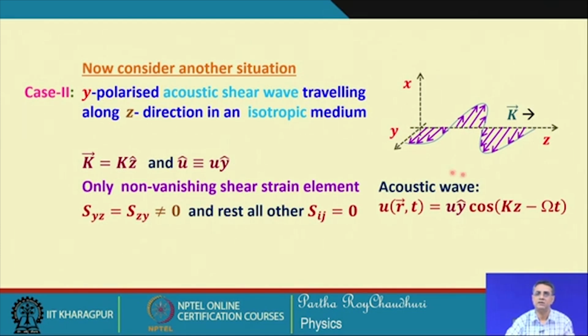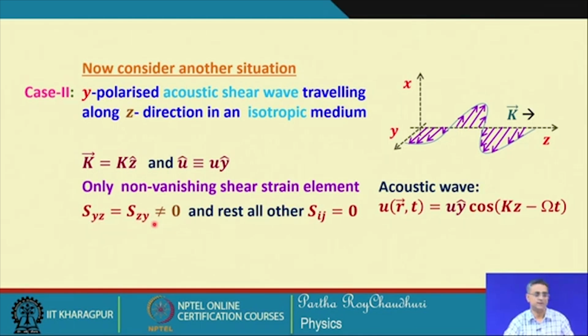Let us recall that while discussing all these acoustic wave formulations, only the polarization direction and the propagation direction appear in the case of shear wave. Here y is the polarization direction and z is the propagation direction. So, this is interesting to note. The shear strain will contain only these two components, yz and zy, because they are symmetric.